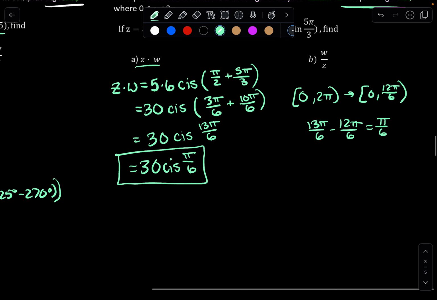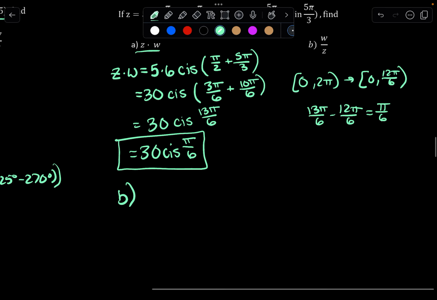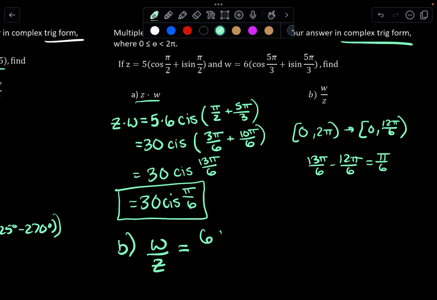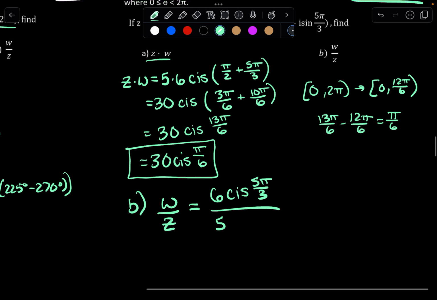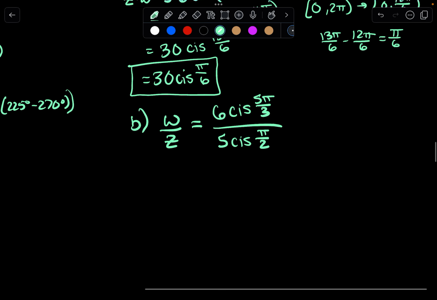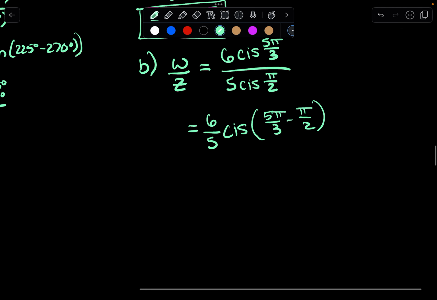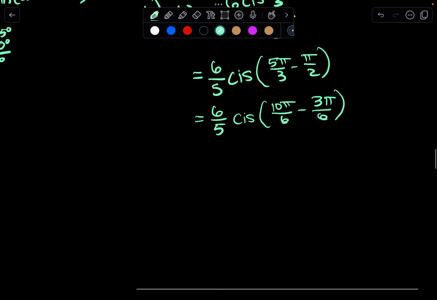Now for this other example, part B, we are finding the quotient W over Z. Because we're not converting to rectangular, I'm going to stick to the condensed version. So W is 6 CIS, 5 pi over 3. And then Z is going to be 5 CIS, pi over 2. In this format, we can already see the ratio of the two radii. So we'll have 6/5, and then CIS, top minus bottom, we have 5 pi over 3 minus pi over 2. And we need that common denominator again, so we'll do 6 again. So we end up with 10 pi over 6 minus 3 pi over 6. So we end up with 6/5 CIS, 7 pi over 6.